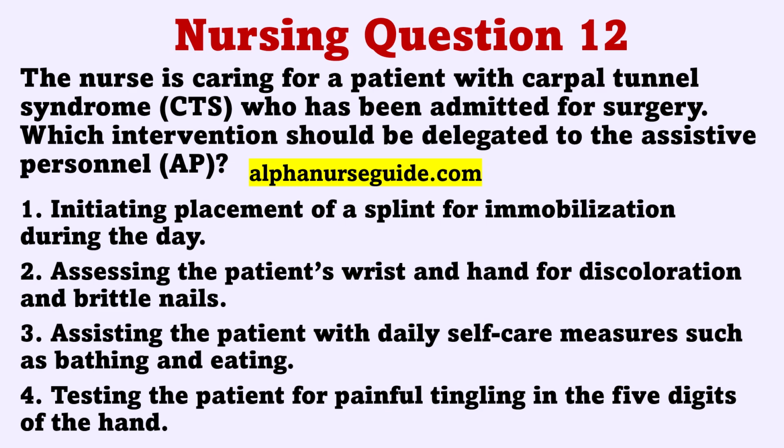The correct answer is 3. Assisting the patient with daily self-care measures, such as bathing and eating. Rationale: Helping with activities of daily living is within the scope of practice of APs. Placing a splint for the first time is appropriate to the scope of practice of physical therapists. Assessing and testing for paresthesia are not within the scope of practice of APs and are appropriate for professional nurses.